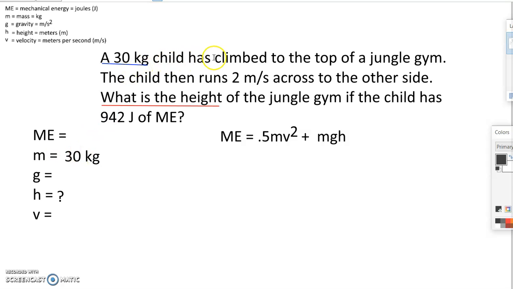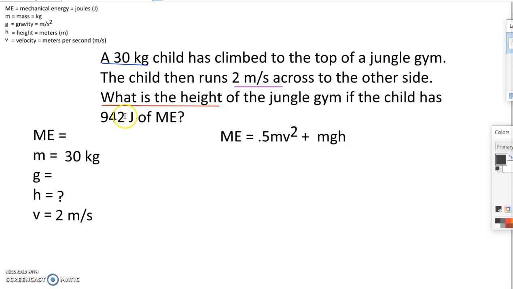We'll then continue on. This child has climbed to the top of a jungle gym. The child then runs 2 meters per second across. They are running meters per second. In my list, meters per second is v. So my v, my velocity, is going to be 2 meters per second.